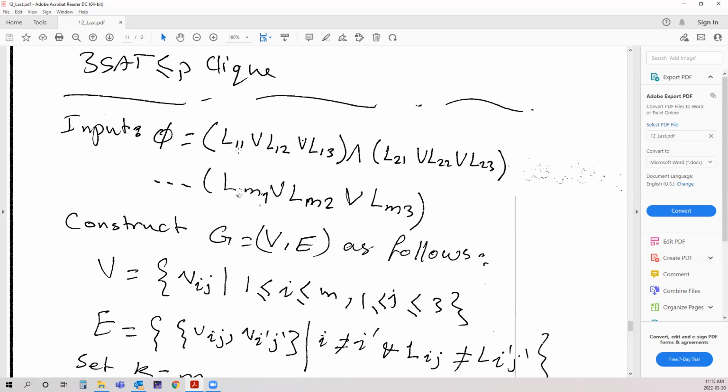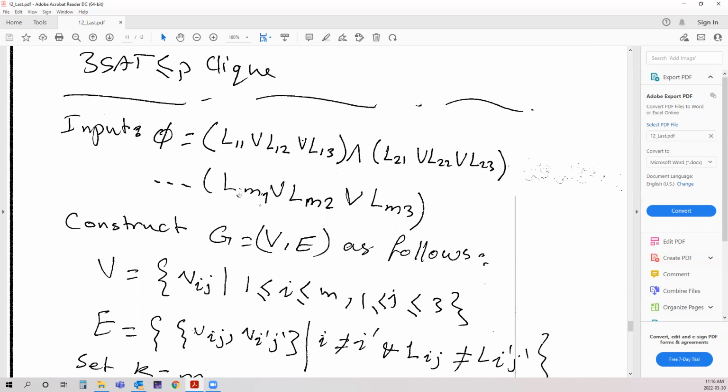So if we have input phi, (L11 or L12 or L13), we said it's 3-CNF, which means that each clause has 3 literals, and (L21, L22, L23) up to (LM1, LM2, LM3). Construct G, which has vertices and edges as follows. Vertices V(i,j), where i is greater than or equal to 1 and less than or equal to m, and j is from 1 to 3, because we said we have 3 literals in each clause.